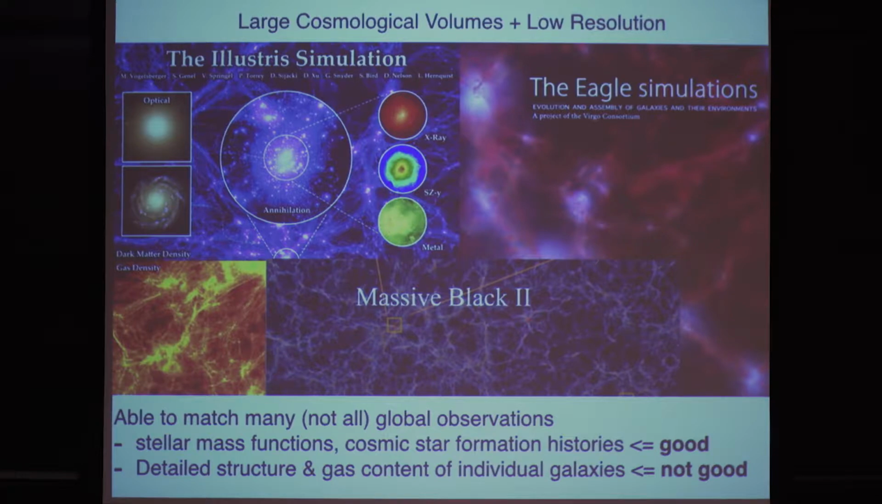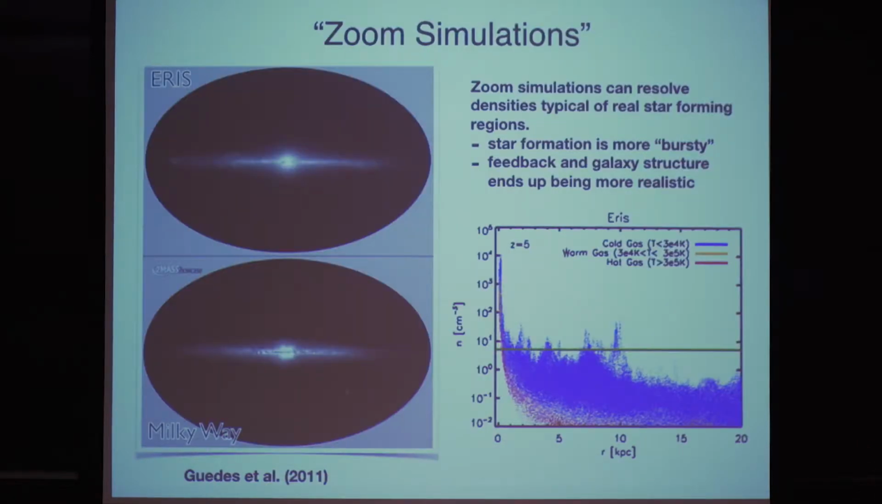Okay, so zoom-in simulations are another approach. Here's an example of a zoom-in simulation by Guedes et al. This is called the Eris simulation. This was one of the first simulations to achieve the reproduction of a galaxy that really looked a lot like the Milky Way. In fact, this is an edge-on view of the Eris simulation. They even modeled the dust. And this is an edge-on view of the real Milky Way. And boy, you're starting to create galaxies that actually look pretty good here.